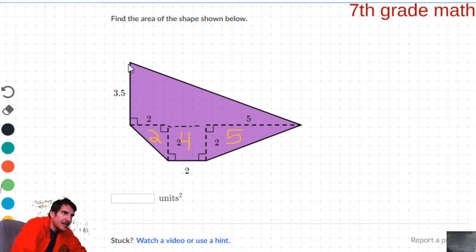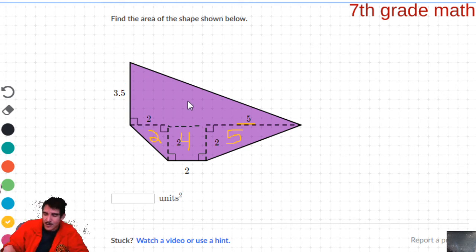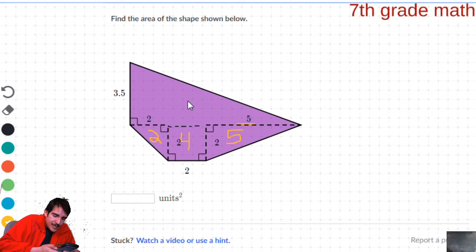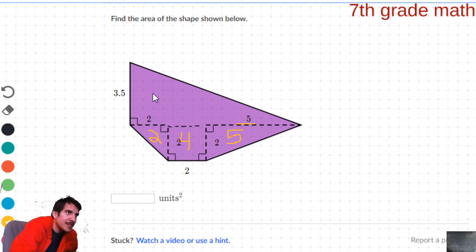And then finally, 3.5 times, let's see this whole length. 2 plus 2, that's 4. 4 plus another 5, that's 9. So we got 3.5 times 9, and then you're going to cut that in half because it's a triangle. Let me do that on the calculator. 3.5 times 9, that's 31.5. Then I'm going to cut that in half. 15.75.